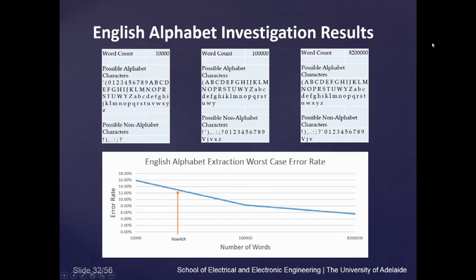Just an example of the extraction results. Based on word count, we plotted out the error rates. We could see basically that if we place the Voynich within this extraction code, it's going to have an error rate of around 13%, based on the worst case that we found using this on English.